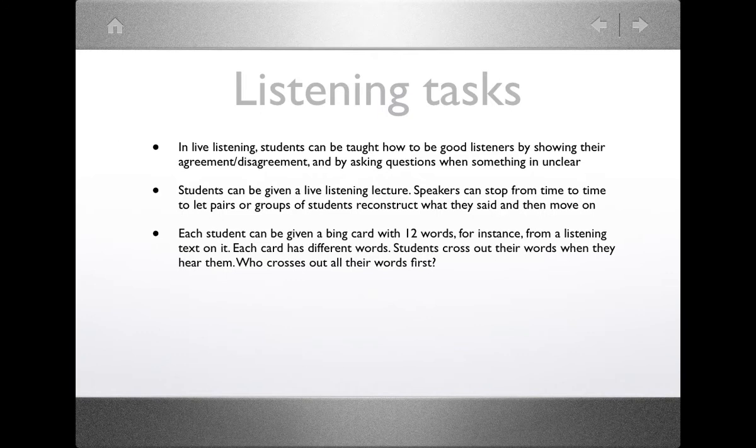Each student can be given a bingo card with 12 words in it. This is one example of a task or activity, for instance, for a listening text. Each card has different words. Students cross out their words when they hear them. So when the audio recording or live speaking is happening and the student hears, for example, the word teacher, what does he do? He crosses it out, and then goes on. He hears student, and crosses it out. I have it, I cross it. And then it goes on.